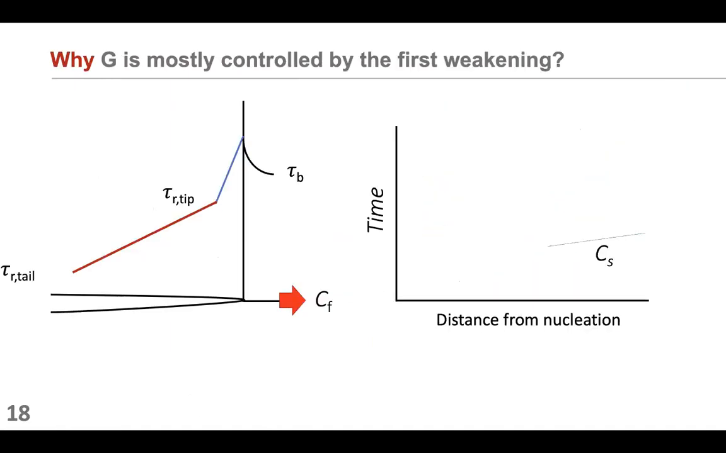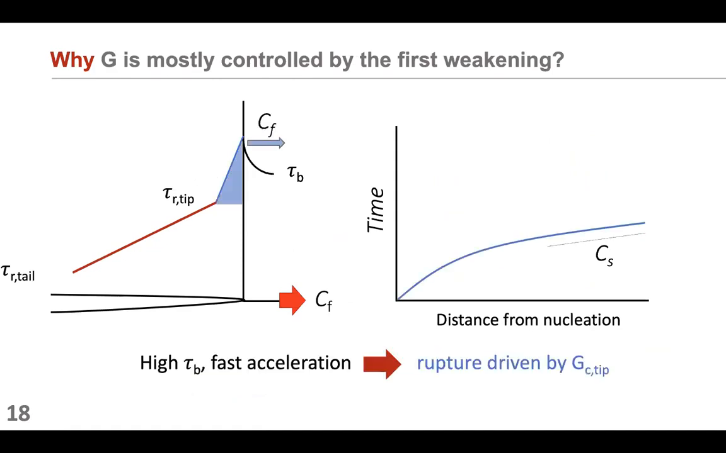So why is the energy release rate mostly controlled by the first weakening? This is a question I want to try to address now. It's because, in fact, during our rupture experiments, the initiation, so the nucleation and the initial propagation of the rupture, is mostly controlled by the first weakening stage that occurred within the first micron of slip.